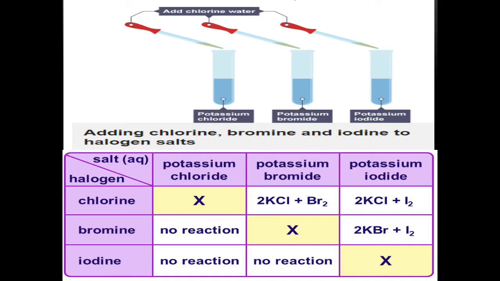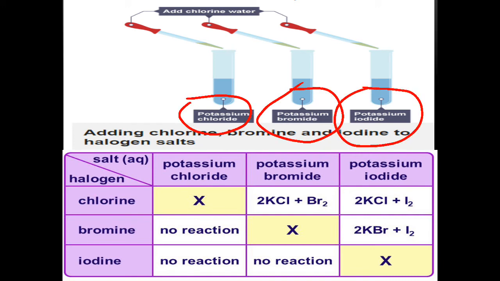So we study them particularly with an example in which chlorine water is added to a compound of chlorine with potassium, that's potassium chloride. Then the same chlorine water is reacted with potassium bromide, a compound of another halogen, bromine. And when chlorine water reacts with a compound of iodine, that is potassium iodide. Now we see the color change will help us to predict the chemical reaction happening.